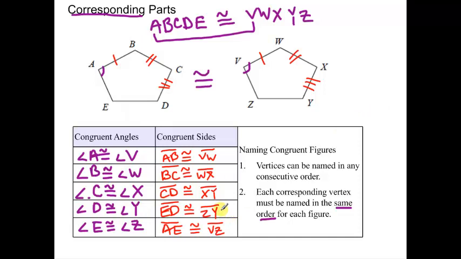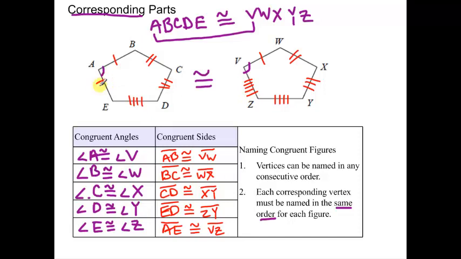Okay, here's how I wrote them. ED matches ZY, and segment AE matches segment VZ. Remember, the order that you write segment names in doesn't really matter. So if you have these just switched around, you're still okay. But come up and mark in the picture. We never finished those angles either. So let's get everything marked here that matches up. There's a lot to say.